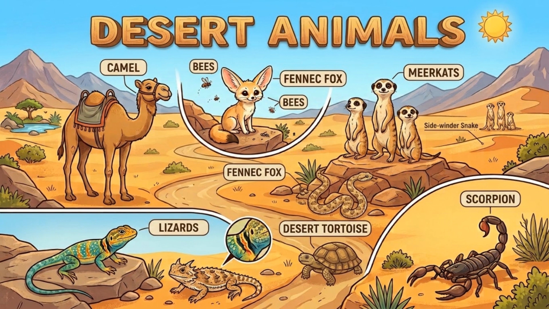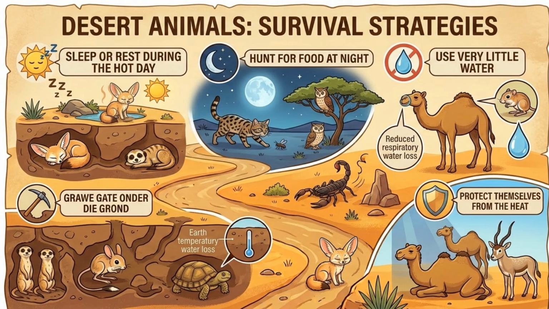Desert animals are equally impressive. Whether it's the resilient camel, the nocturnal fennec fox, or scorpions and meerkats, these creatures have incredible ways to stay alive. Survival strategies for these animals include resting in underground burrows during the heat of the day, hunting at night, and minimizing water loss through specialized body functions.